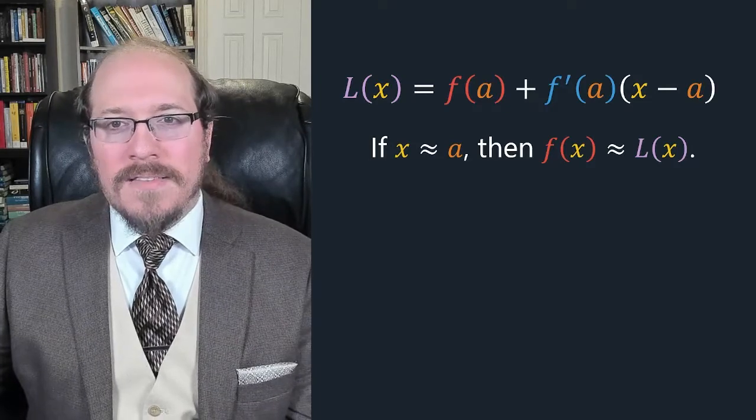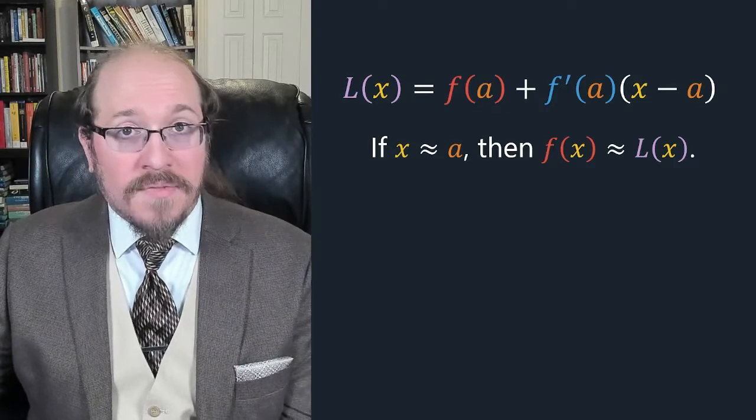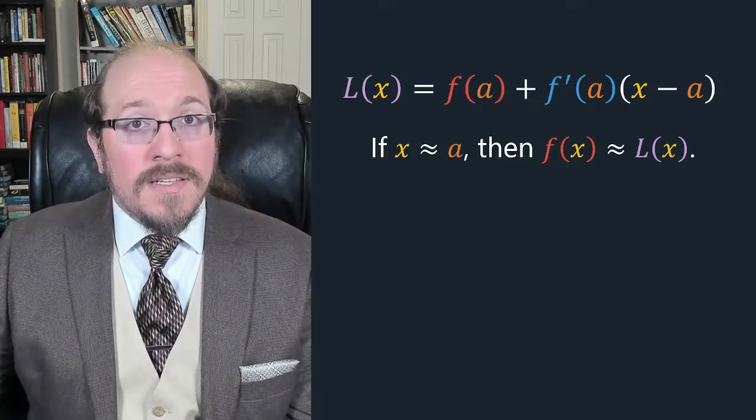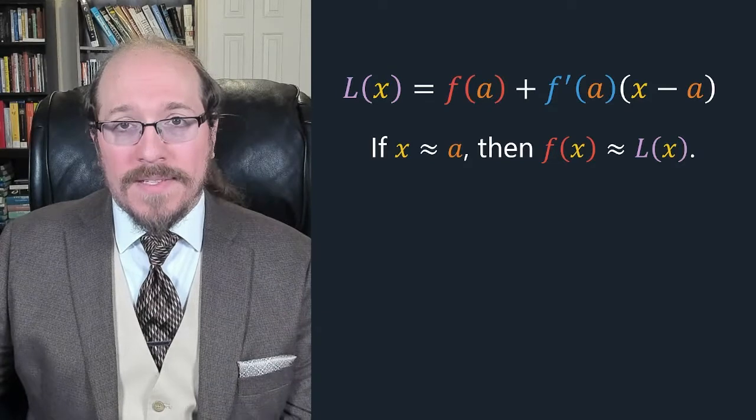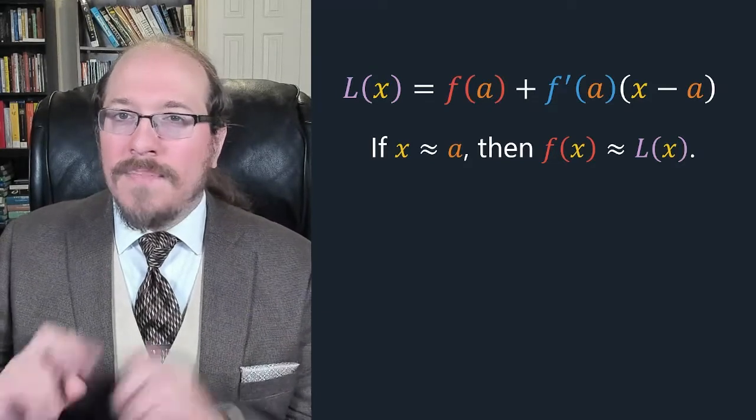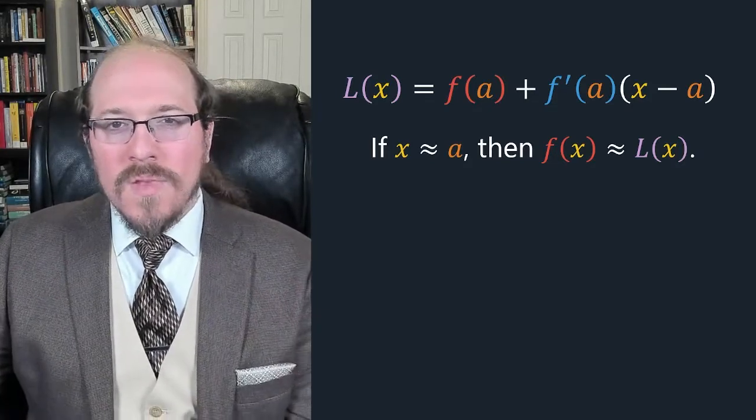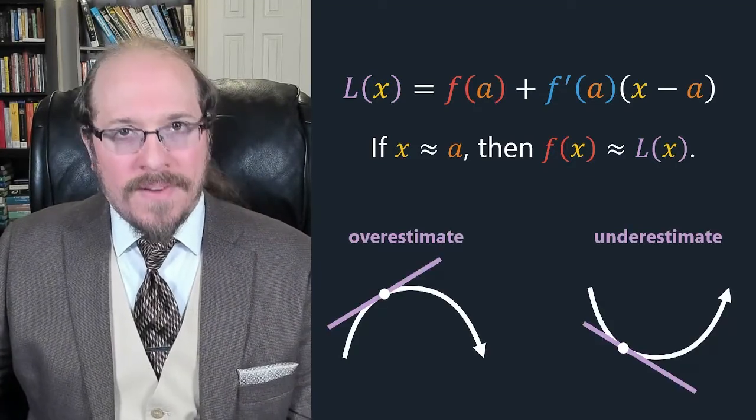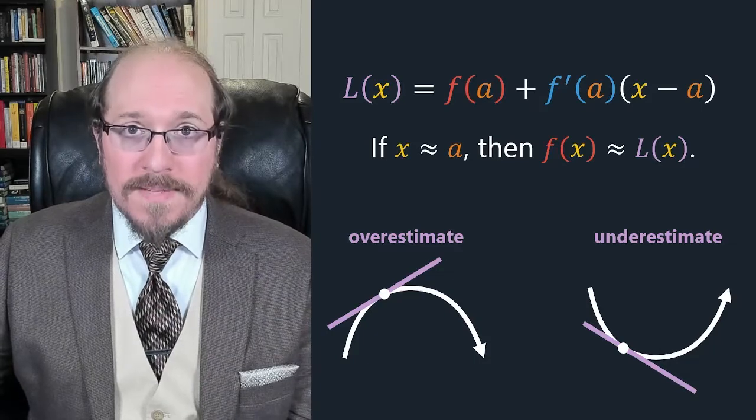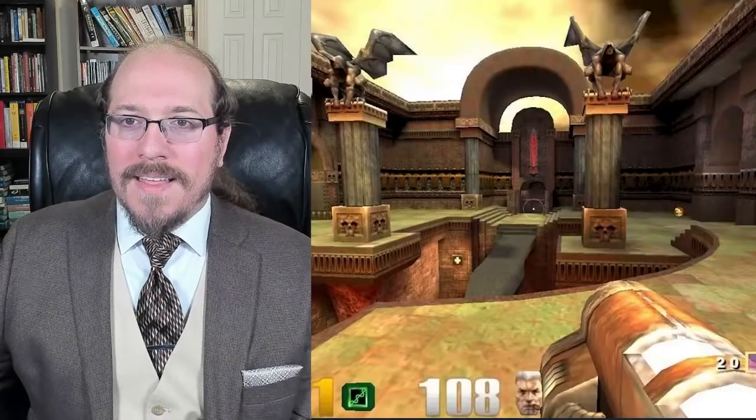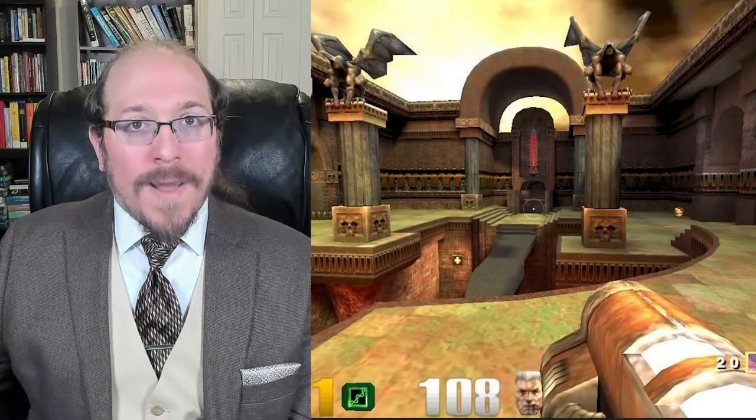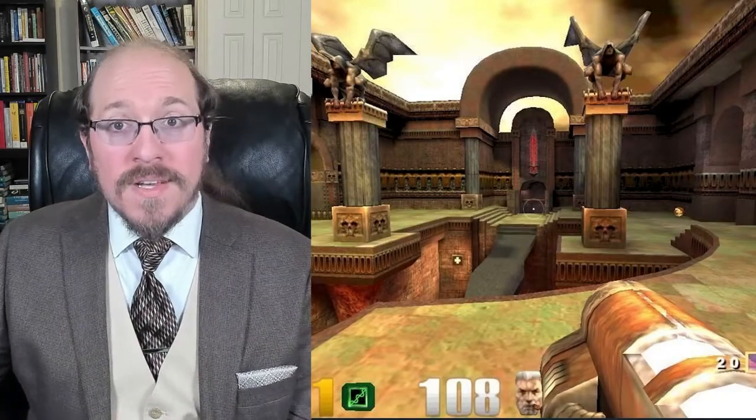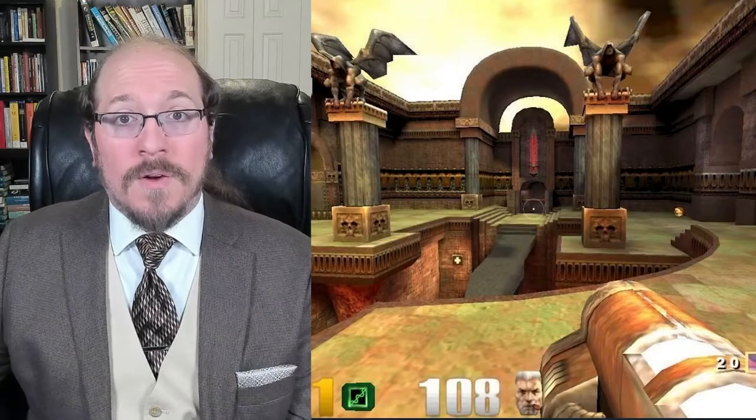Using calculus, we can take a complicated function, like the inverse square root, and find a linear function that approximates it at a close-by, easy-to-calculate anchor point. And that linear function will then be nicer to work with. What's more, we can even use the second derivative to get an idea of whether we have an overestimate or an underestimate. By the way, that game I showed you at the beginning, Quake 3 Arena, became super famous for using an approximation to quickly calculate the inverse square root.